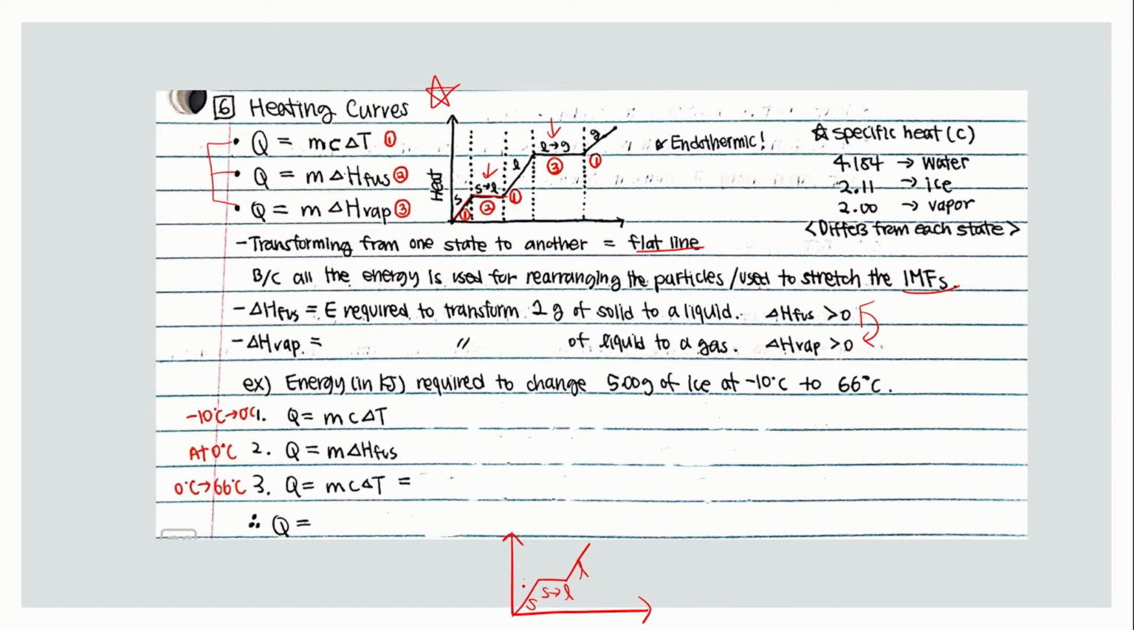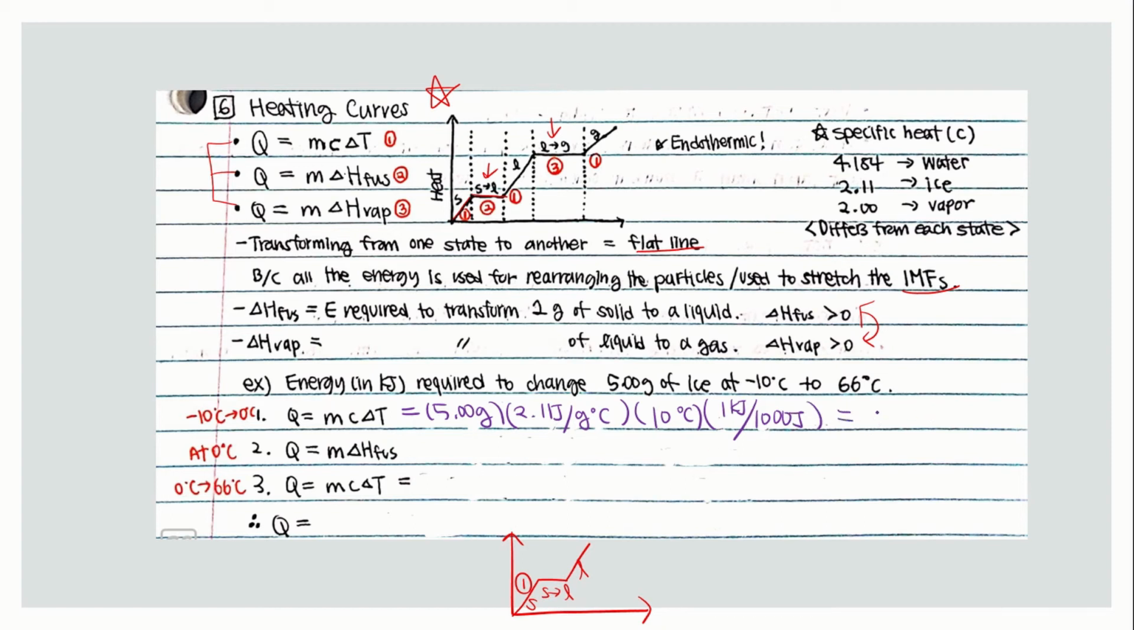So for this first curve, you're using the equation of Q equals mcΔT. So it equals 5 grams times 2.11 joules over grams degrees Celsius times the change in temperature, negative 10 to 0, so 10 degrees Celsius. Then you have to divide it by 1000 to convert it into kilojoules.